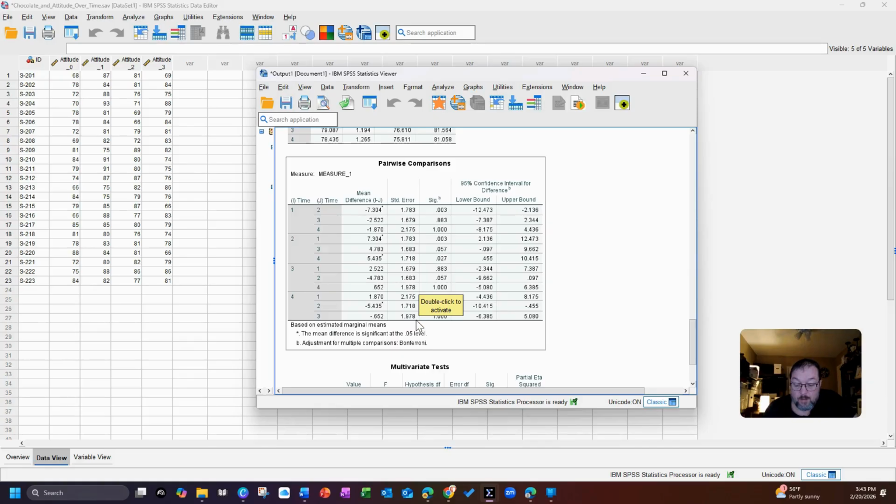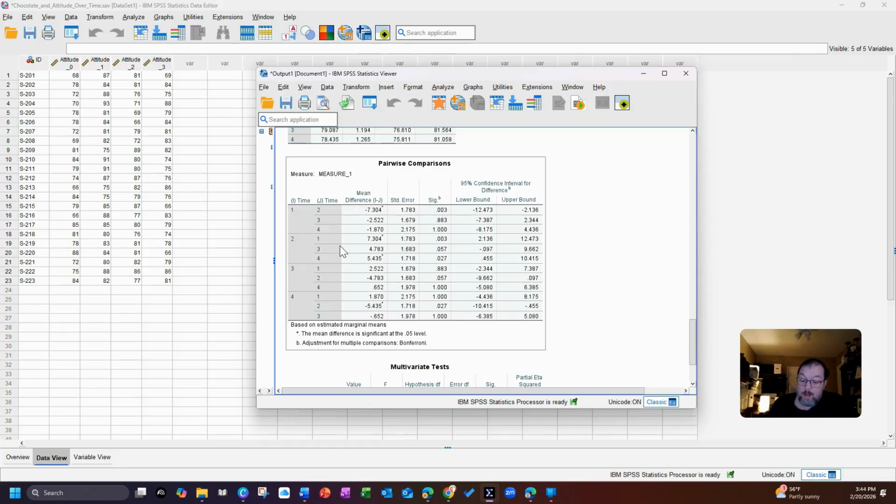My pretest versus 1 hour, which is right here, number 3. The mean difference is 2.52 points, and my p equaled 0.883. That's not significant. Attitude at 1 hour is statistically indistinguishable from the baseline.